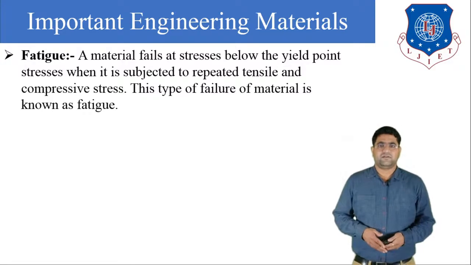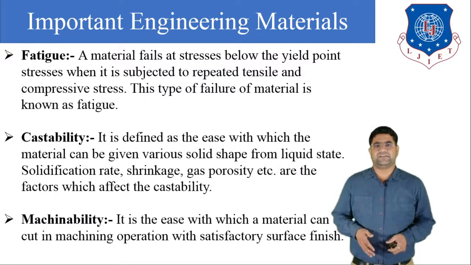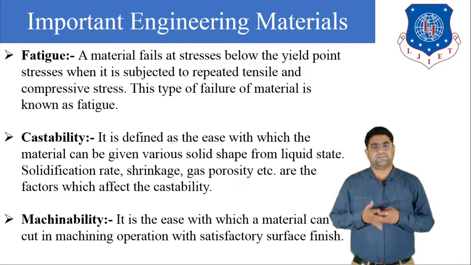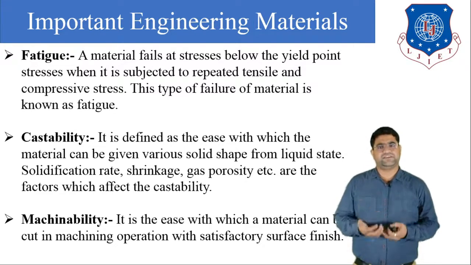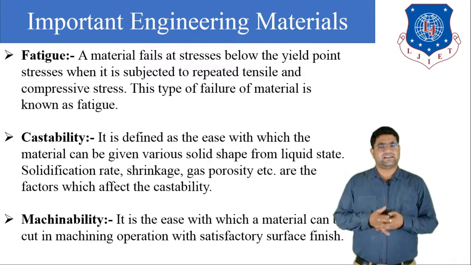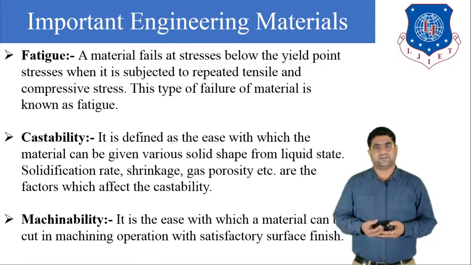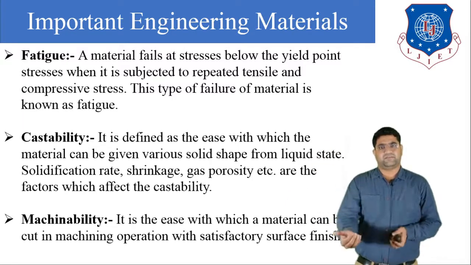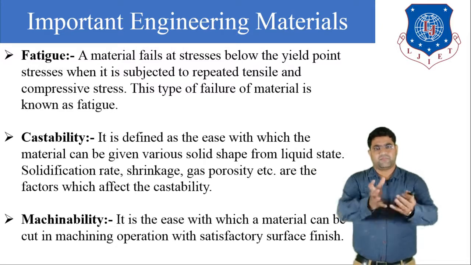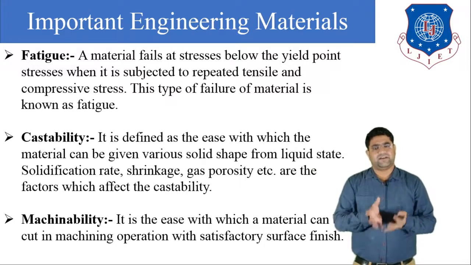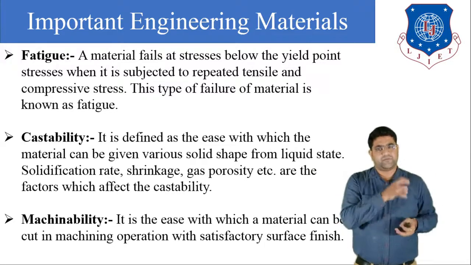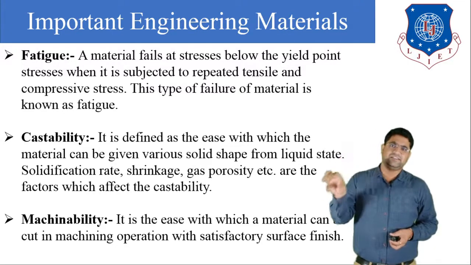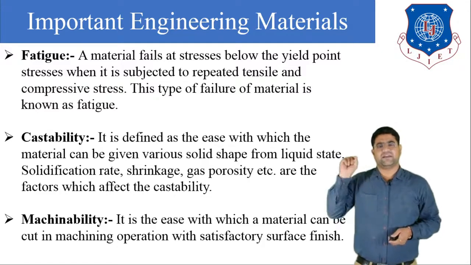Now our next property is the castability. What is the meaning of castability? Castability is defined as the property of the material through which it can easily be cast. In casting, we first melt the solid metal, then pour it into a pouring basin, and after that it gains the shape of the pattern. So this is the simple procedure of casting. The material which can easily be cast has good castability.